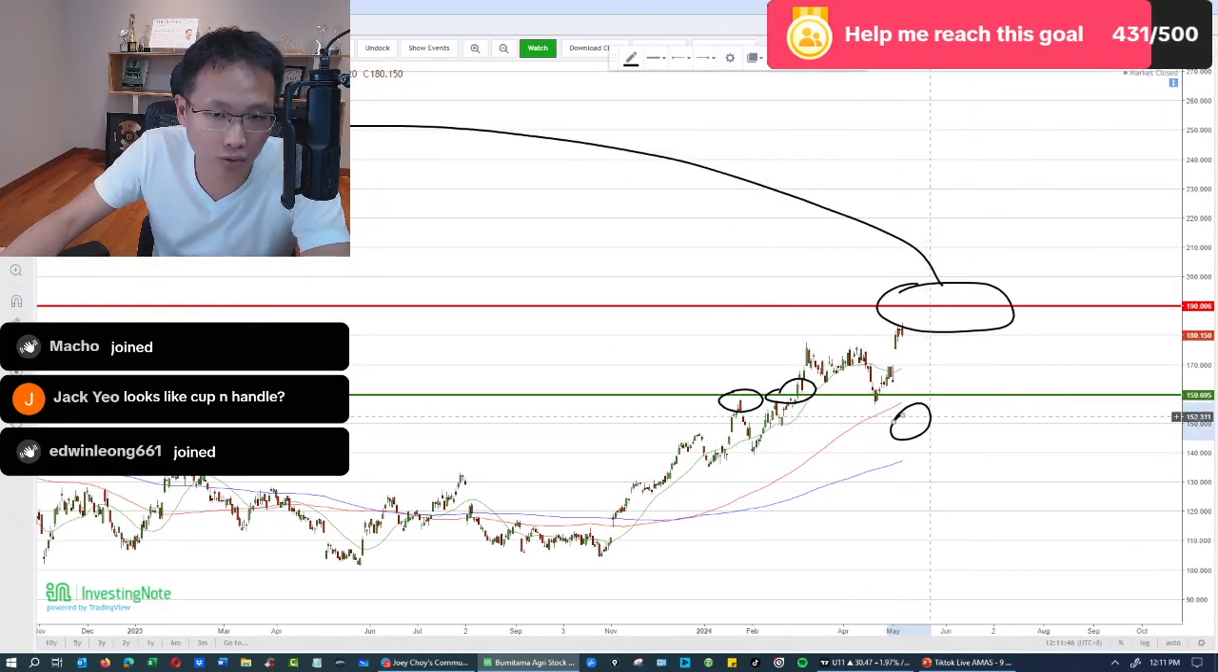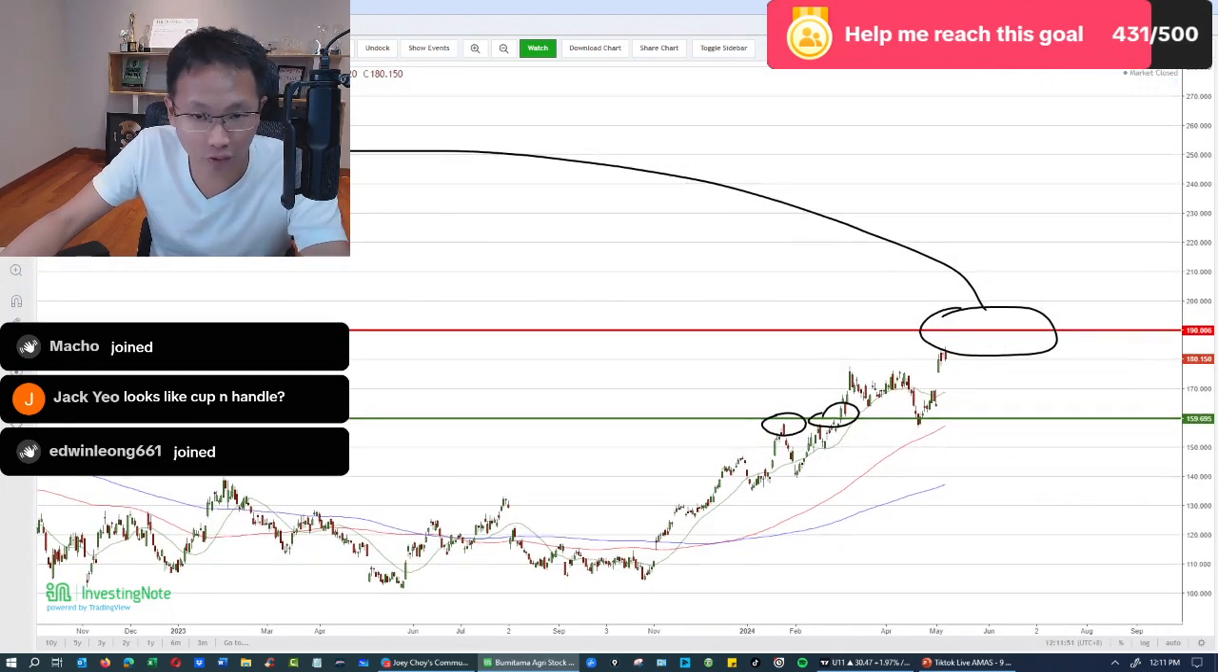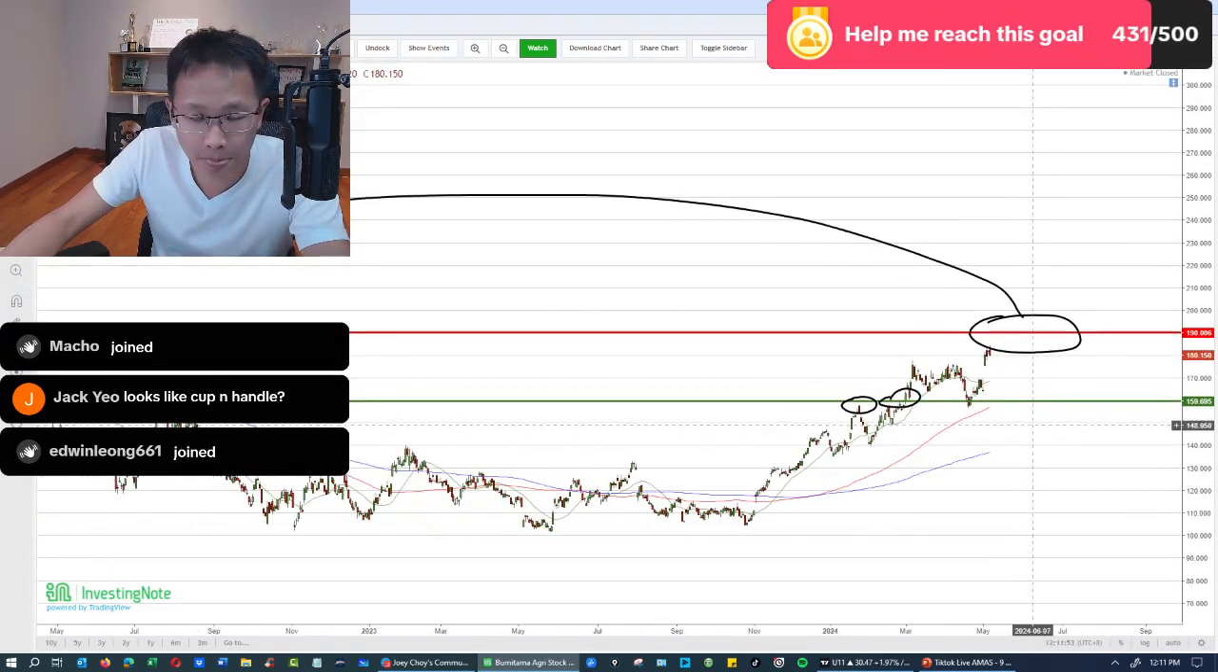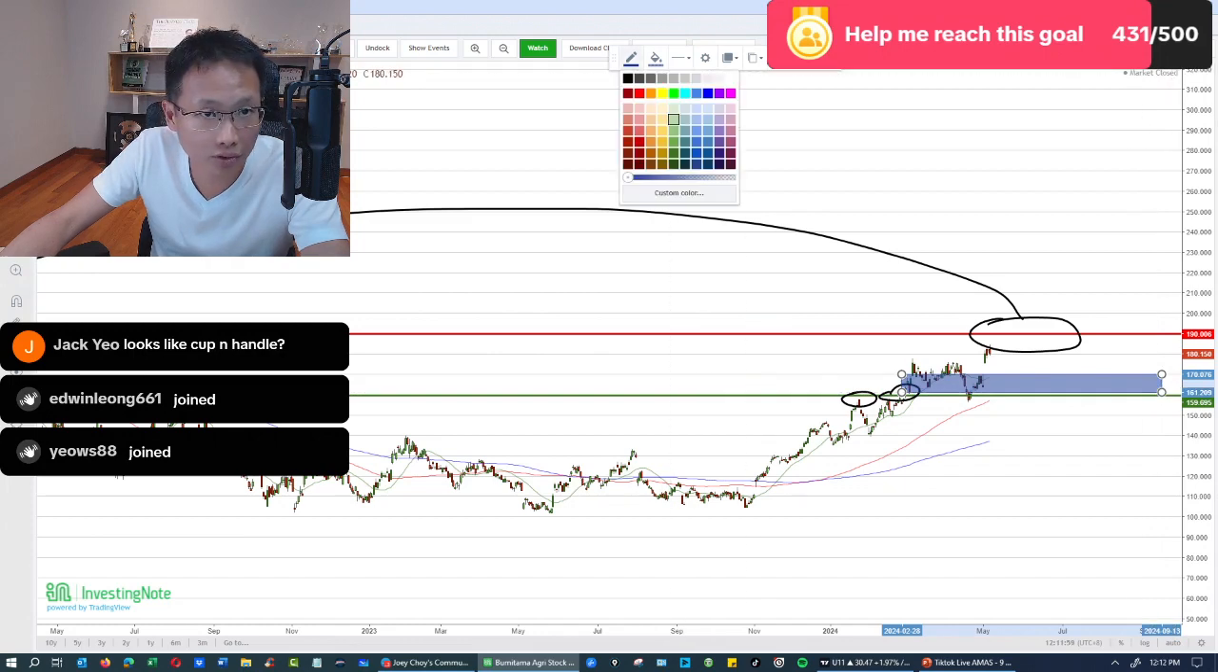But of course, nobody will know whether it will go back down to 160 or 165 for you to buy, because it's really gone up already. But I think it still looks pretty good. Anything on dips maybe around this range from 160 to, let me just draw it for you, I think that could be the range.